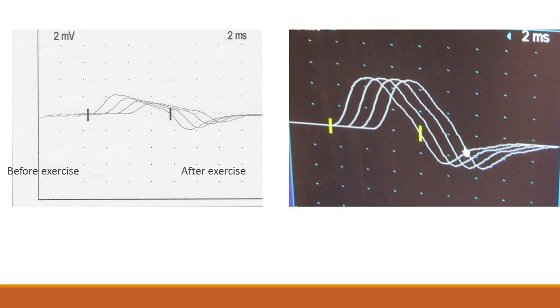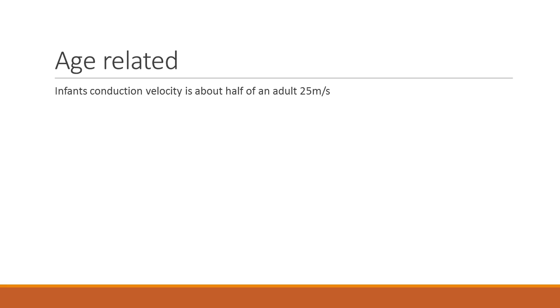And this is what you get. You get this nice little decrement here, and then everything goes right back to the same after your exercise. You need to know a little bit about age-related things. For infants, you're seeing about half of what an adult has as far as conduction velocity. It can take up to 3 years for a child to catch up. And of course, if they were a preemie, it makes it even harder sometimes.